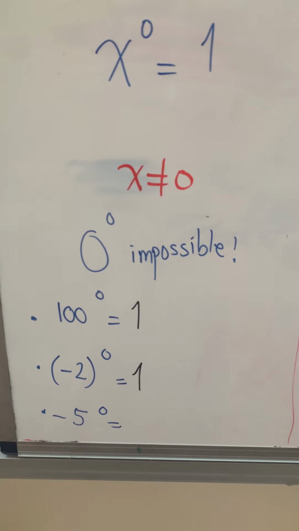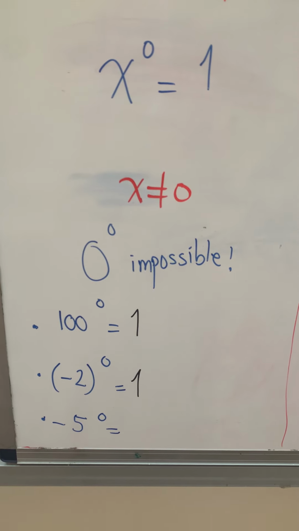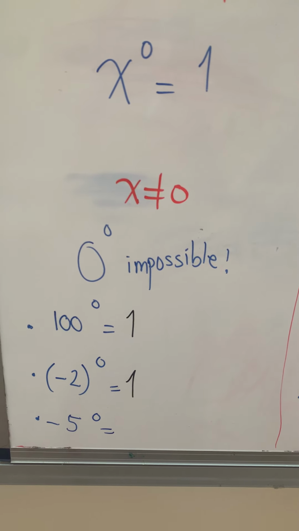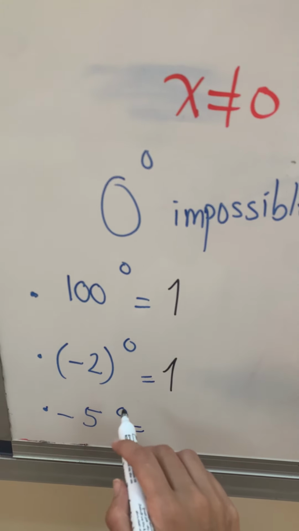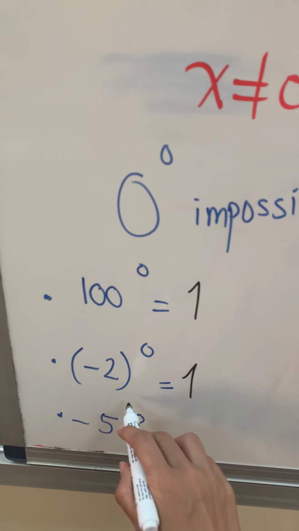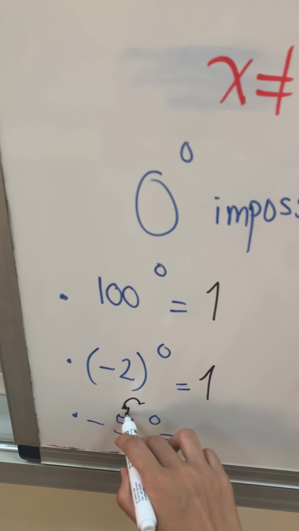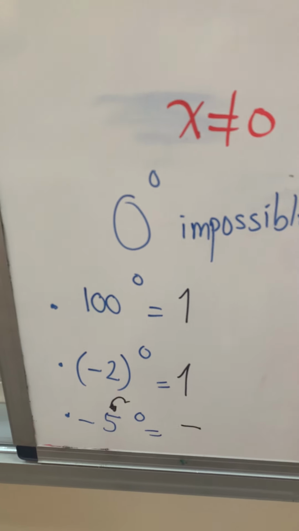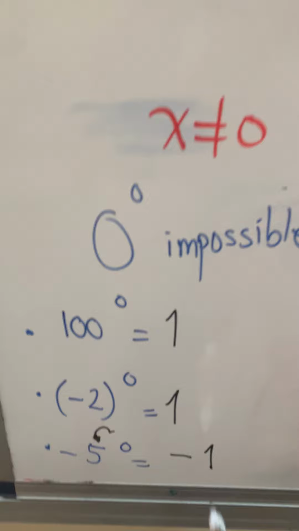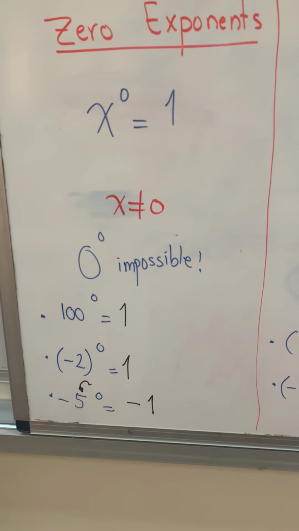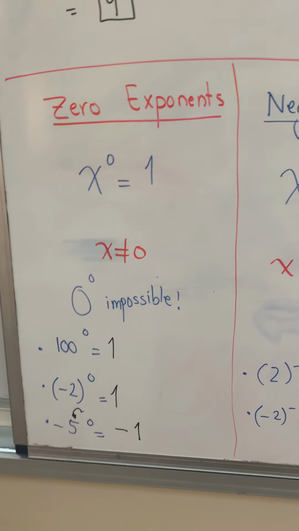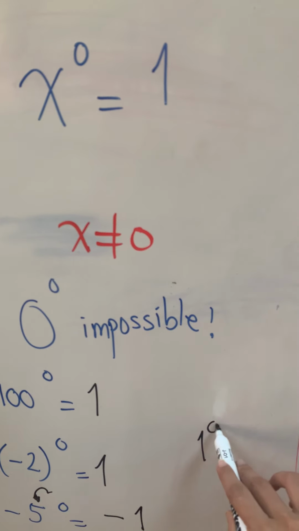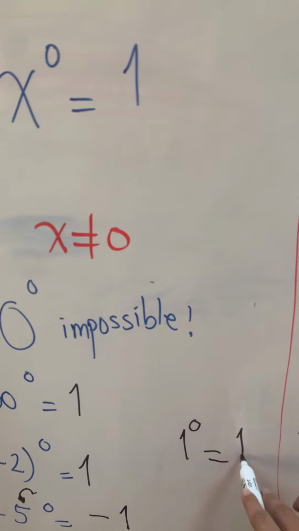Minus 2, all of it raised to the power 0, is also 1. Why? Because here the negative is included in the base, okay? But if I have minus 5 raised to the power 0, notice that here the 0 exponent is only for the 5. So I keep the minus outside. What's 5 raised to the power 0? 1. So you will end up with minus 1. Please pay attention to this. And 1 raised to the power 0 is 1. Billion raised to the power 0 is 1.